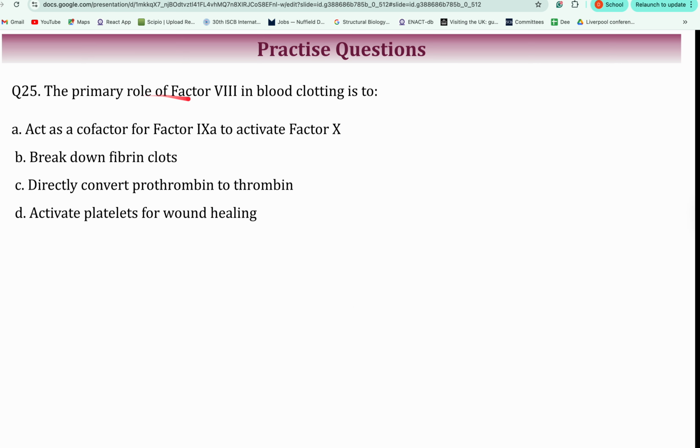So next question is, the primary role of factor 8 in blood clotting is to. Option A, act as a cofactor for factor 9A to activate factor 10. Option B, break down fibrin clots. Option C, directly convert prothrombin to thrombin. And option D, activate the platelets for wound healing. So you need to tell the primary role of factor 8.